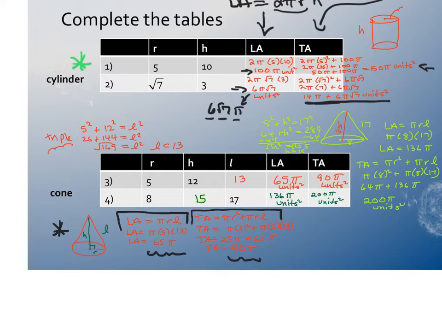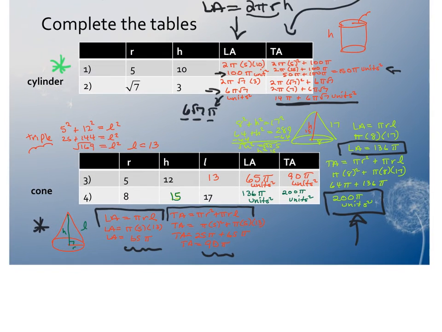For number 4, it's over here in the green. Lateral area is 136 pi, and total area is 200 pi units squared. So this one's units squared. All area, whether it's total area, lateral area, or just an area question, the units are always squared. Pretty good on that? All right. Let's go on.